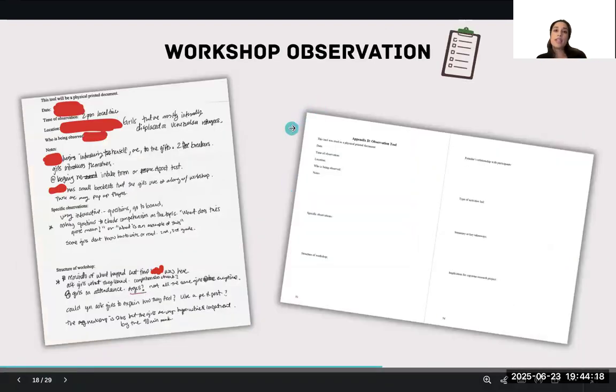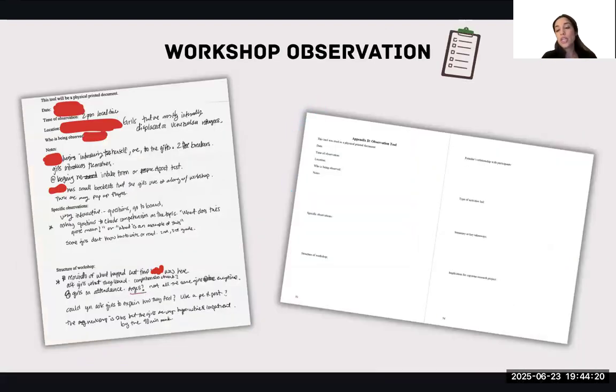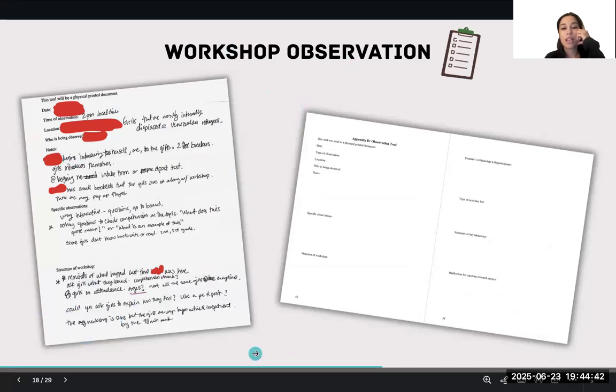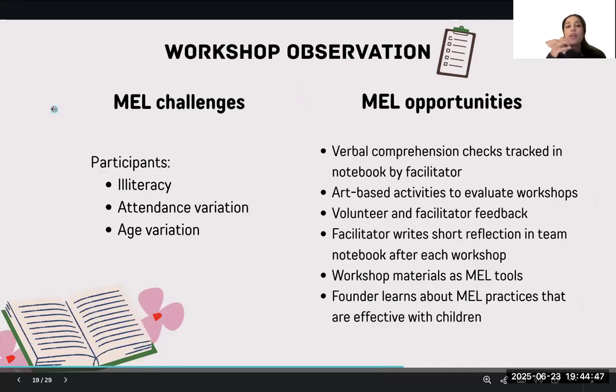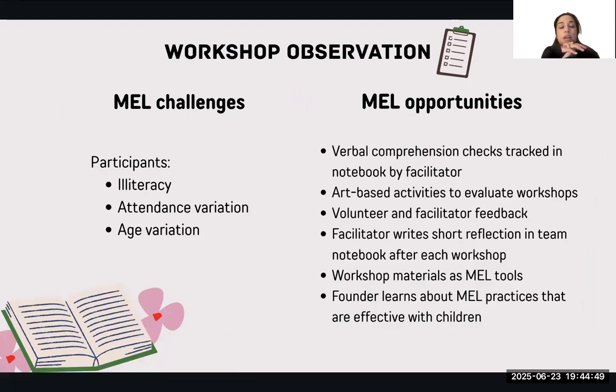So then the third day I did a workshop observation. I was literally with the founder. She conducted a menstrual health education workshop with about 12 girls, and I was observing. I created this tool actually. I didn't get this from anywhere. It was very basic, general questions to help me not forget things, and you can see here my notes. From those observations, I found some M&E challenges and also M&E opportunities.